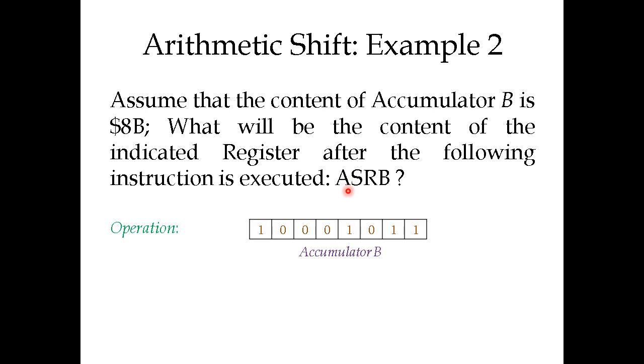So this is what we are given: the data is 8B. This is my 8, right? 1, 0, 0, 0. And this is my B, 1, 0, 1, 1. Now, again, how do I do the arithmetic shift operation? We repeat the most significant bit. Since the leftmost position is 1, you can think we are pushing a 1 from that side. Then every single bit will be pushed one position to the right, and the very rightmost position will go out of the byte.